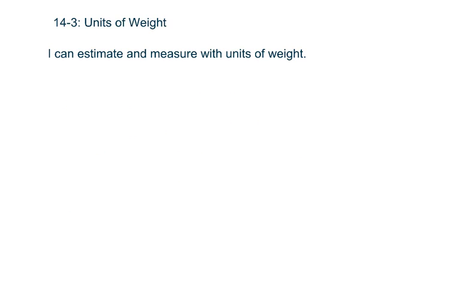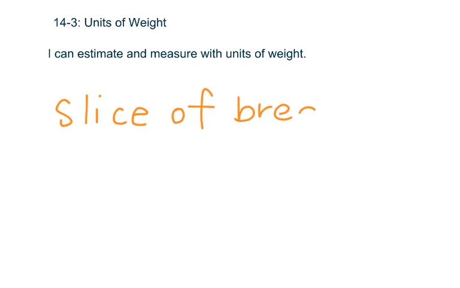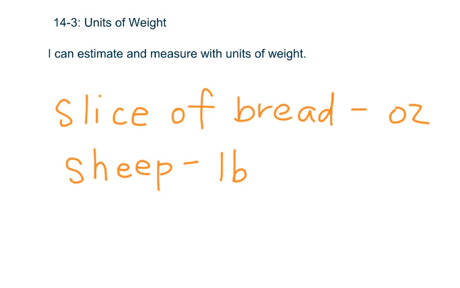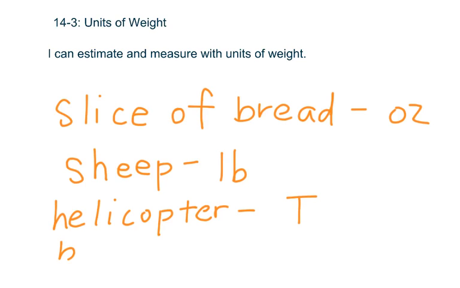Just like we've done before, let's take a couple of everyday items and pick which unit of measure would be the most appropriate. So let's say we were to take a slice of bread, not a whole loaf, but a slice of bread. The most appropriate unit would be an ounce. What if we took a sheep? The most appropriate measure would be a pound. How about a helicopter? That would be measured in tons. And what about a bicycle? That would be measured in pounds.